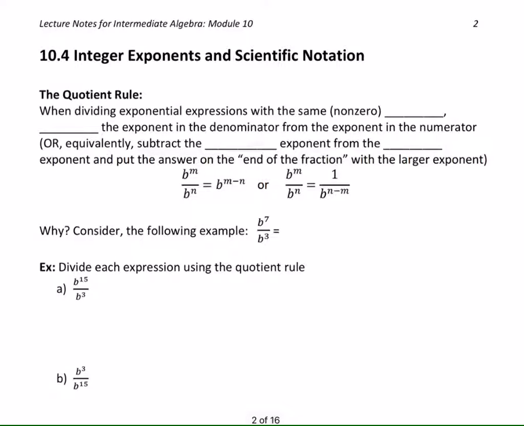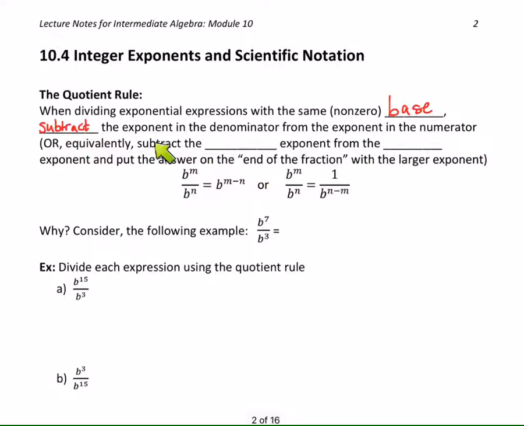Okay? So the quotient rule, we talked about the product rule. The product rule says if you multiply like bases, you add them. The quotient rule says that if you've got the same base, and you're dividing them, right? Key word here is dividing. Then you subtract. You subtract the exponent in the denominator from the exponent in the numerator.